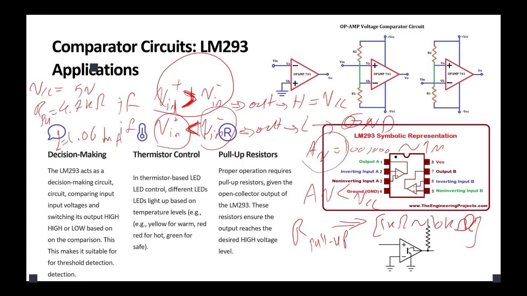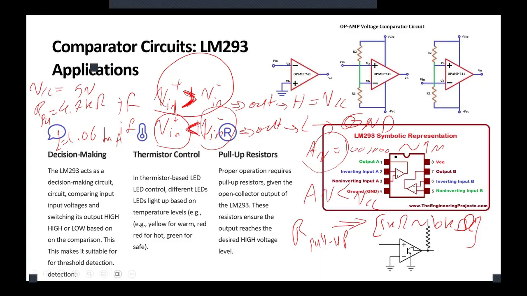Now finally, let's review the key aspects of the LM293. The input offset voltage is less than 5 millivolt. The input voltage range is 0 to VCC minus 1.5 volt. The output type is open collector. Supply voltage works from 2 to 36 volt. And output sink current can pull up to like 20 milliamp to the ground.